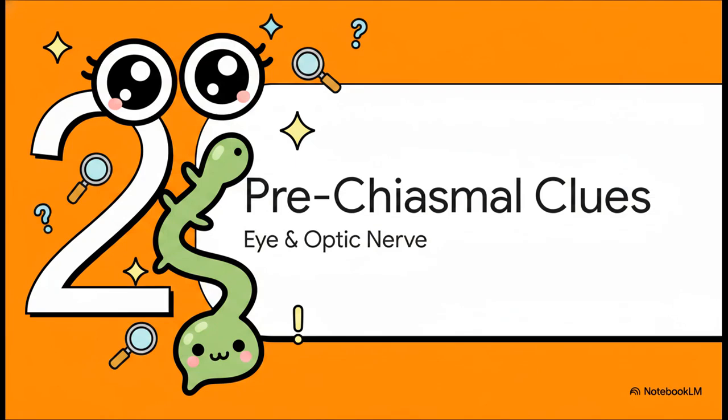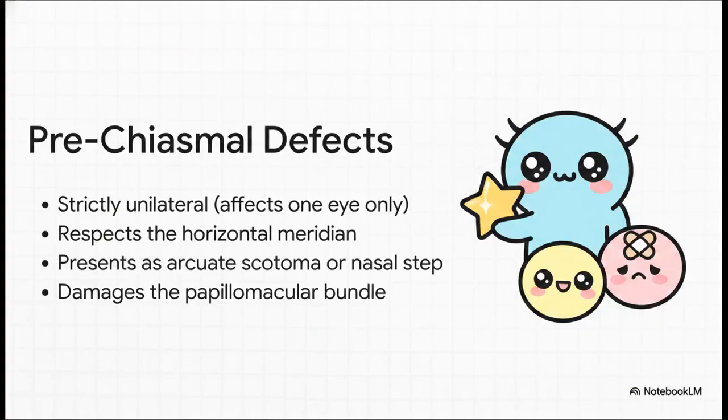The detective work begins right at the front of the pathway. All right, the absolute golden rule of pre-chiasmal damage, it causes strictly unilateral defects. Because the signals haven't crossed yet, a lesion in the right retina or the right optic nerve is exclusively going to affect the right eye.